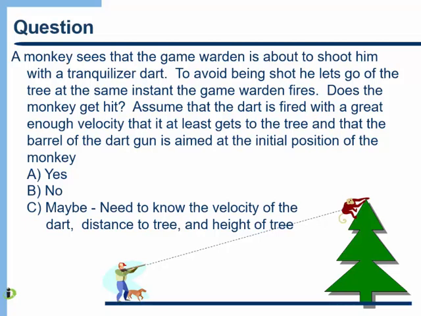Okay, well this one is kind of an interesting one because it turns out that the monkey always gets hit. And we don't have to know anything about the velocity of the dart, again, as long as it gets to the tree. We don't have to know how far away the tree is. We don't have to know the height of the tree. So again, maybe a little bit counterintuitive. And what we want to do is use our equations for projectile motion, our kinematics equations, to see if we can prove the fact that the monkey always gets hit.